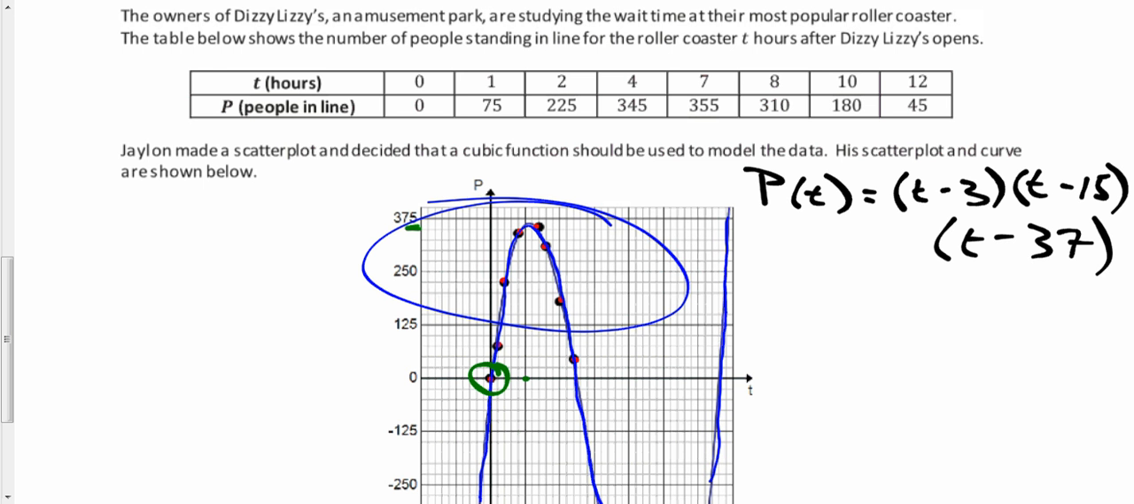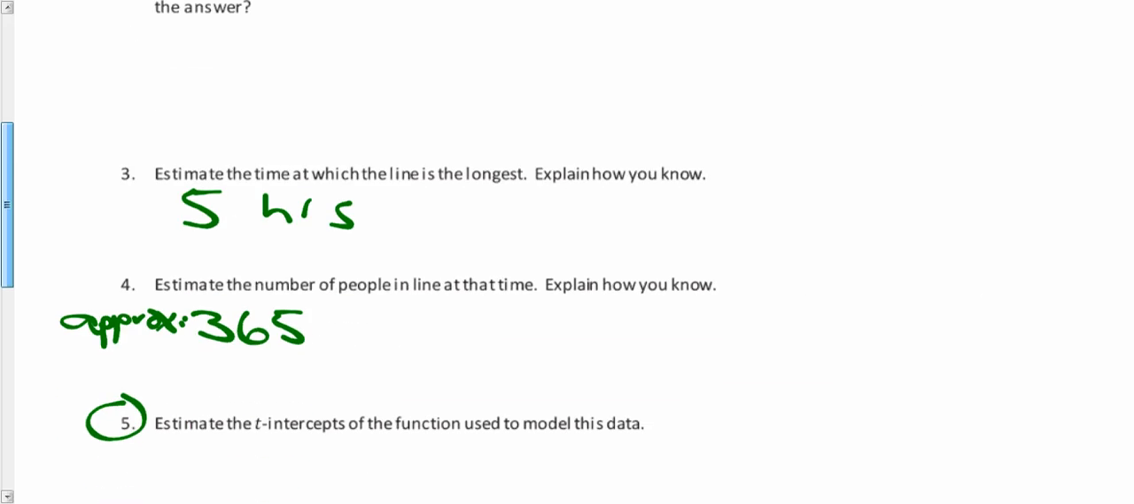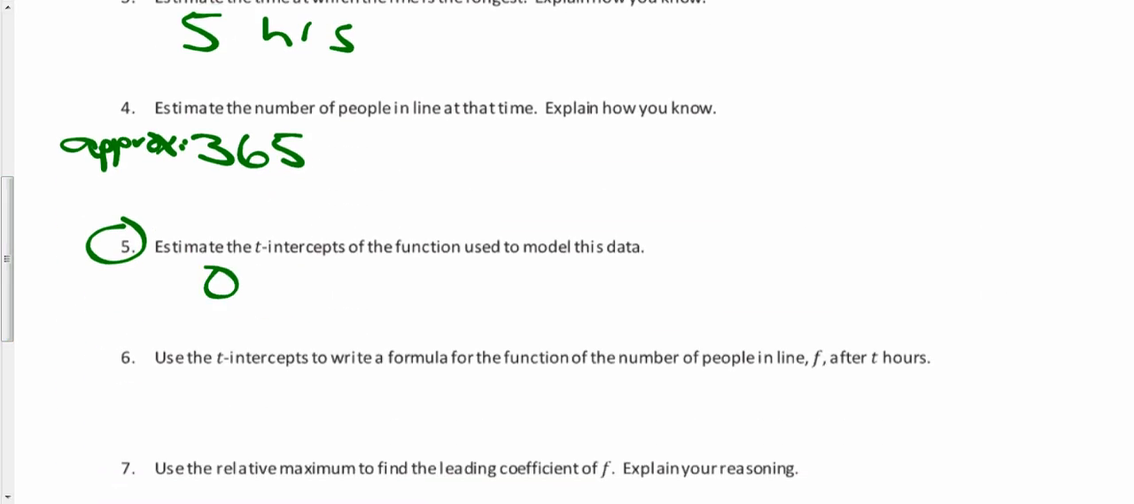Okay, what about this one over here? That's another intercept. 33. Yeah, okay. So 0, 12.3, and 33. So 0 hours, 12.3 hours, and 33 hours.